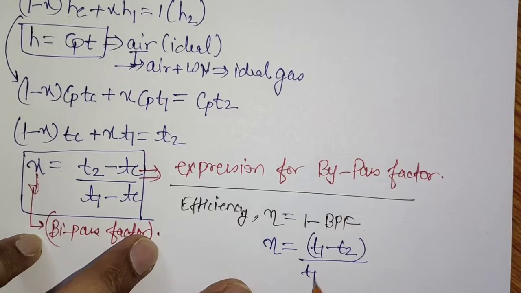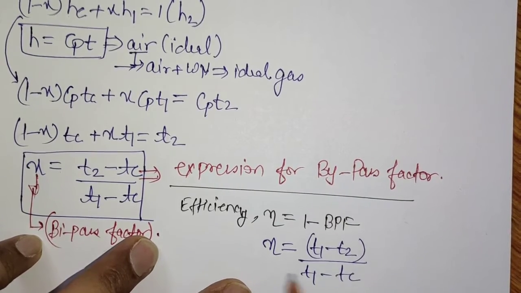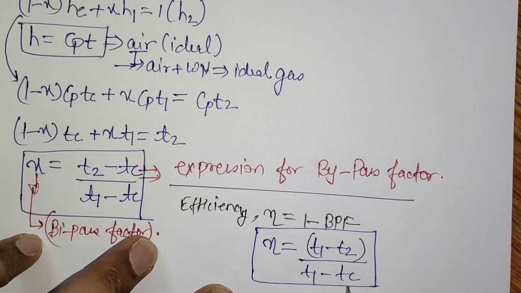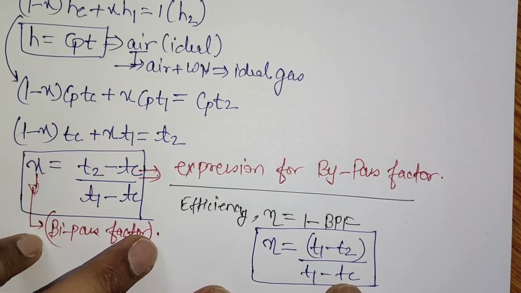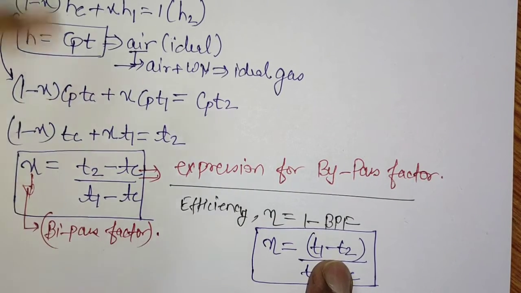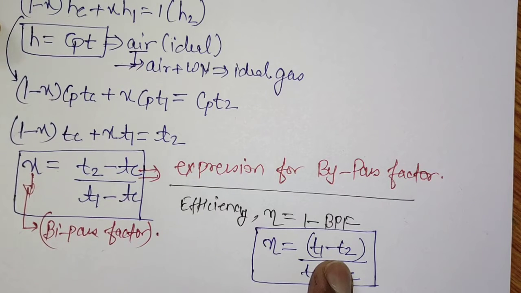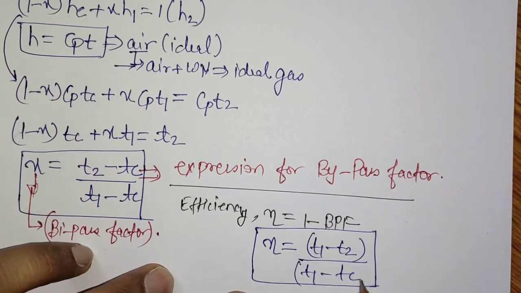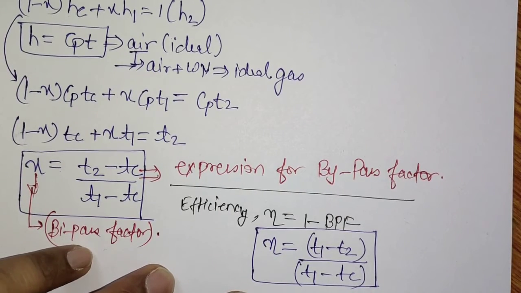upon T1 minus Tc, where Tc is the temperature of the cooling coil, T2 is the temperature of the air after coming out of the cooling device, and T1 is the temperature before entering the cooling device. All the temperatures are dry bulb temperatures.